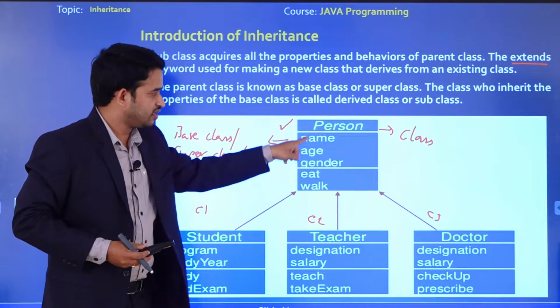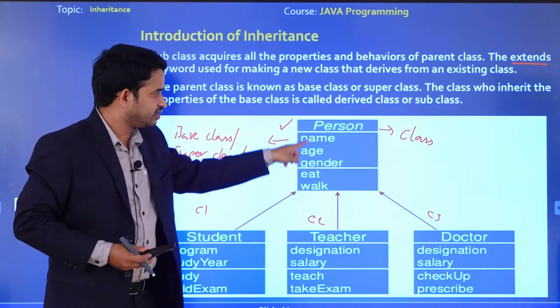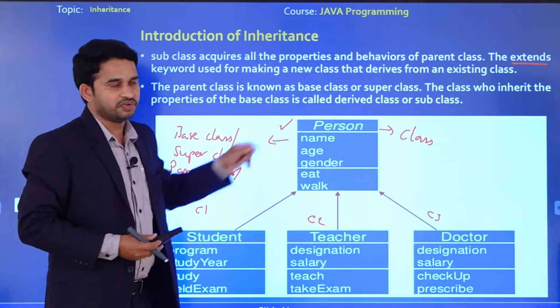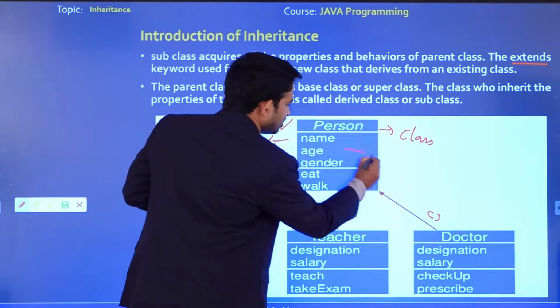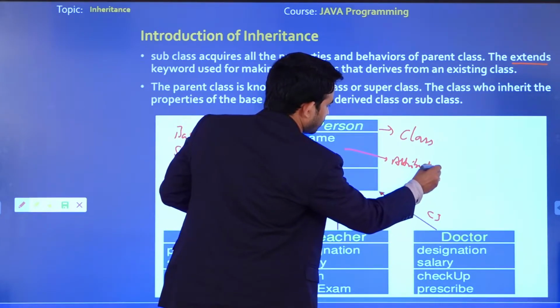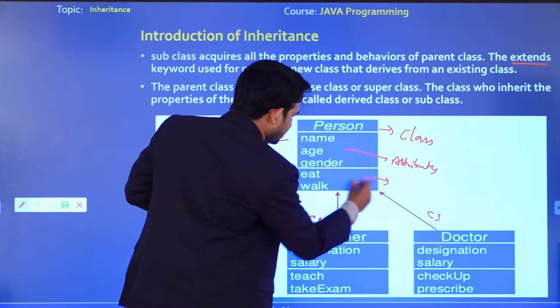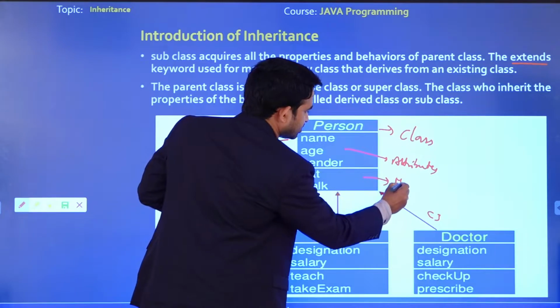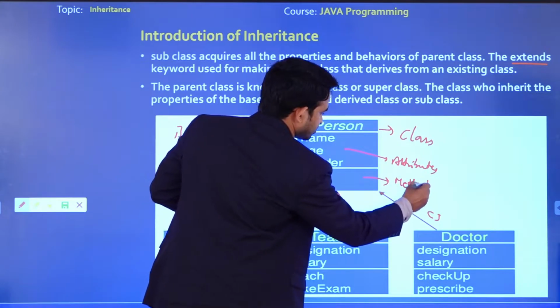Name of a person, age of a person, gender of a person. These are what? Attributes. We also call them properties. What are these? Eat, walk. All these are what? Methods, which we also call actions.